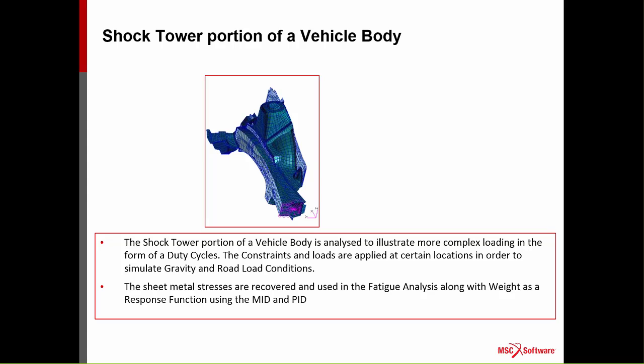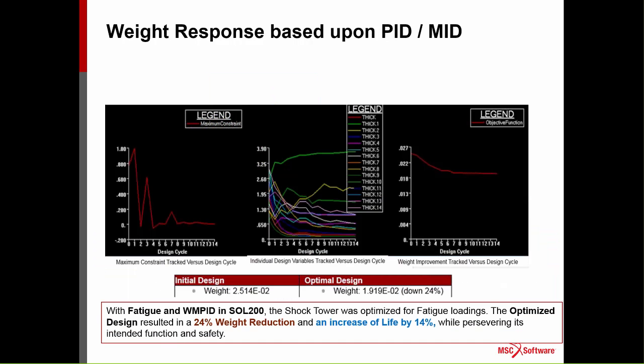So one example that we have is this example of the shock tower. You might remember the shock tower from the 2014 presentation. There we used the same model to demonstrate Nastran embedded fatigue for weld connections. So now we're going to do the same thing as we did before, but we're also going to consider the response function to be the weight based upon the property ID. And in fact, for this particular shock tower, one would observe that we had really 15 different property IDs of different thicknesses.